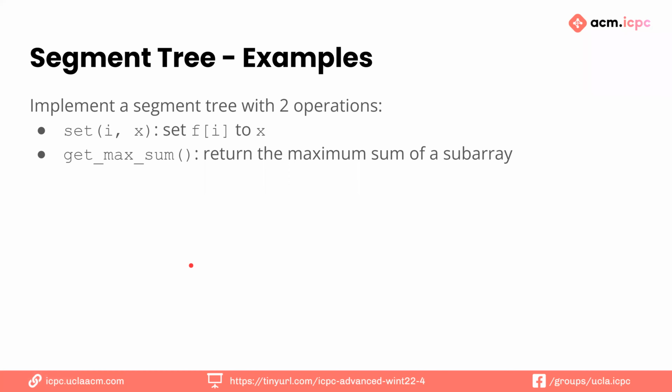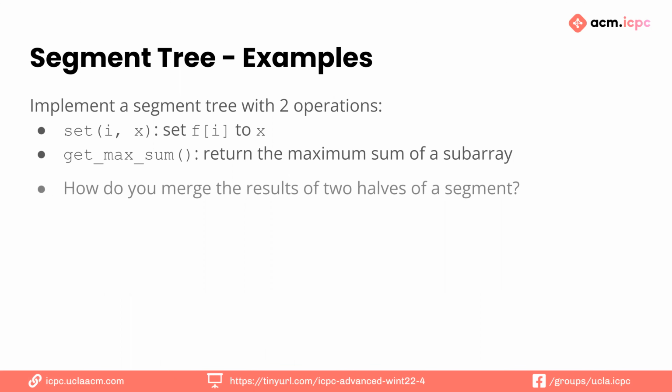Now for the next example, we want to implement a segment tree with 2 operations. One is set f sub i to x. And the second one is get max sum. Return the maximum sum of a contiguous subarray of the given array, or I guess the current array. So the set part is really easy. Before we had a summation update, now it's just an assignment update. And we can just change that by changing one line in our segment tree.